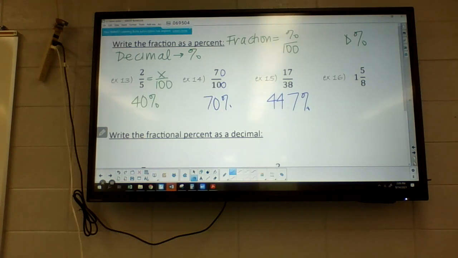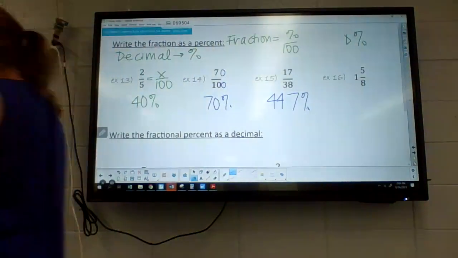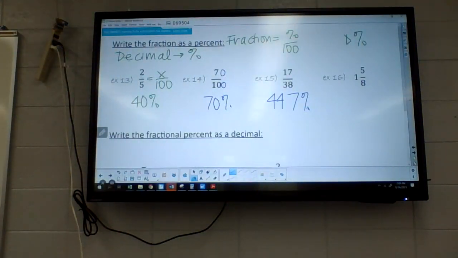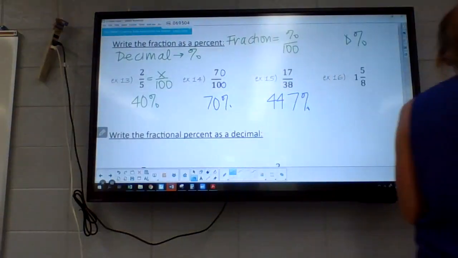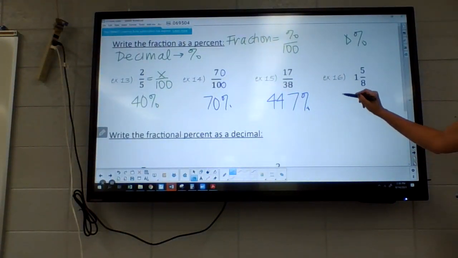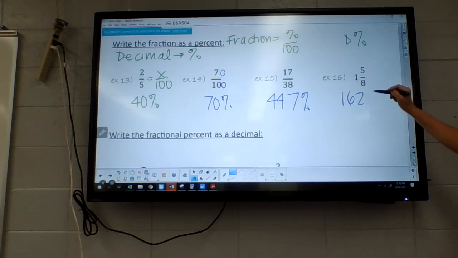And now 1 5/8. I know this one's going to be over 100. I think what it does is, if I was putting 44.7 in as a percent, then it would change it to my decimal. That's all I think this one does. So this one ends up being 162.5, I believe.